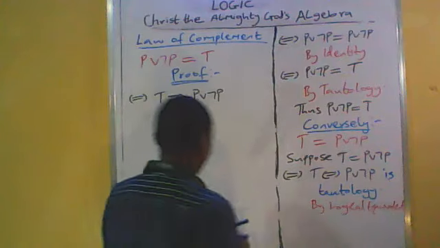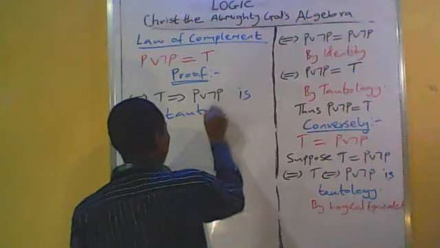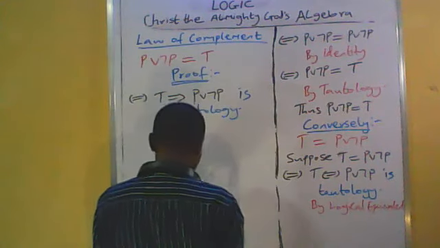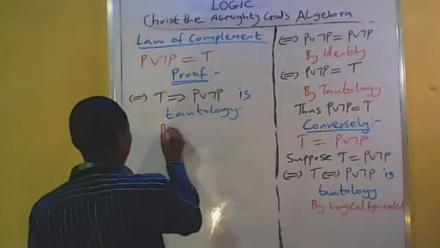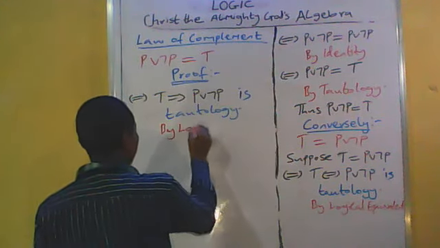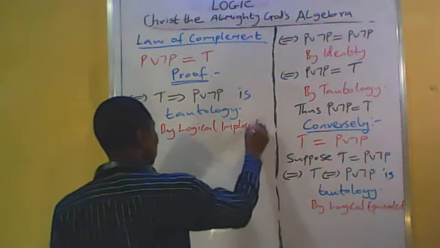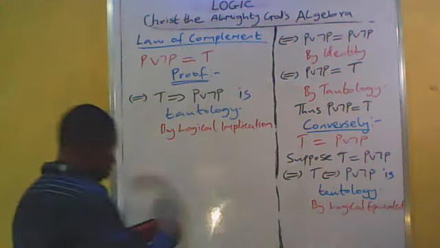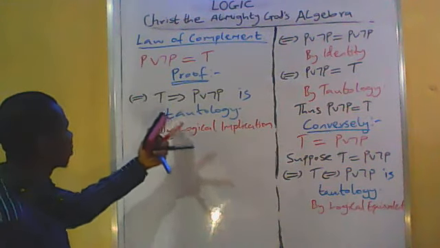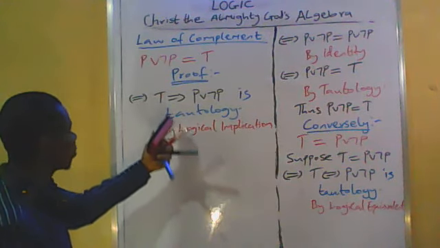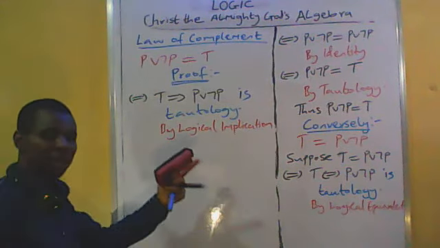You say that the statement is a tautology. The tautology is being justified by logical implication. Now you have transformed it. You have now found out that T implies P or not P is a tautology, justified by logical implication.